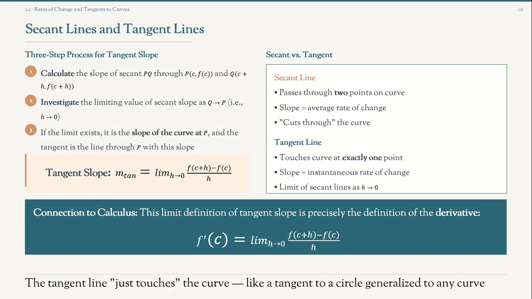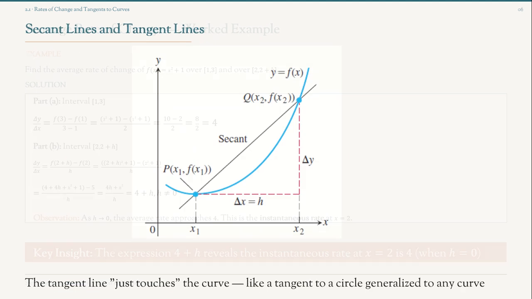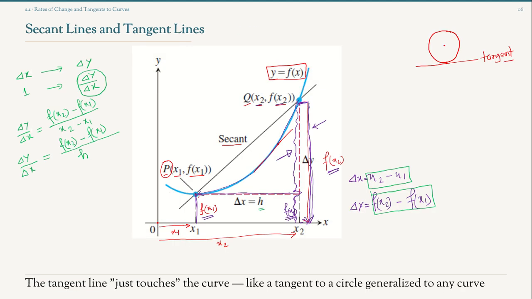We already know what a secant line is and what a tangent line is. So from here, this one is very important for us: using limits, m tangent equals limit h tends to 0 of f of c plus h minus f of c by h. Before that, I will explain here.